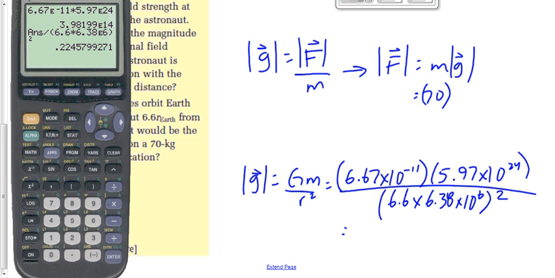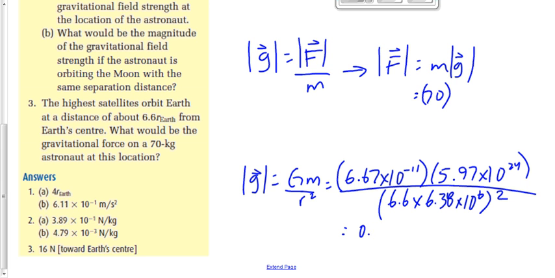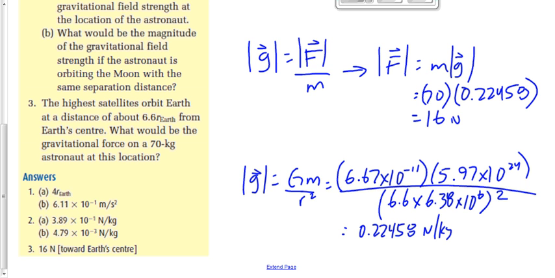You get 0.22458 newtons per kilogram or meters per second squared. If that's the field strength that's caused by the Earth at that point, then that's going to be the field strength experienced by the astronaut at that point. So let's plug that in here. And when I do that, I think I should end up getting the 16 newtons. 16 newtons that's given to us there as the answer.